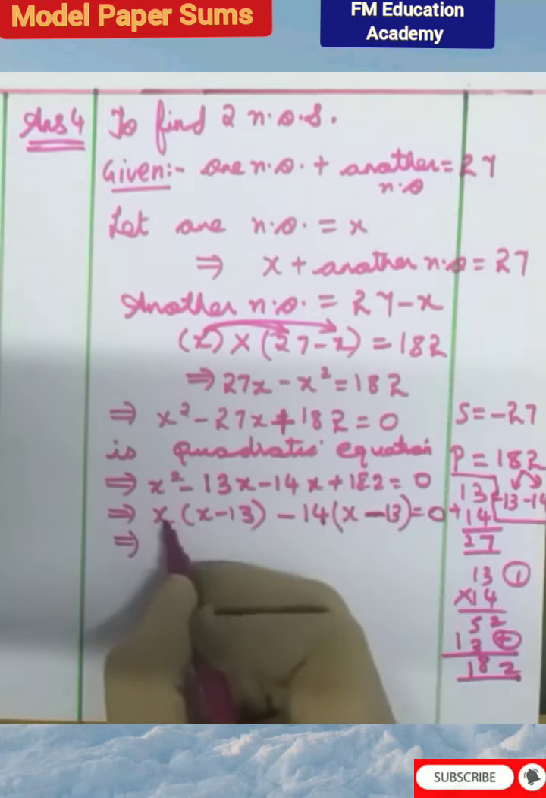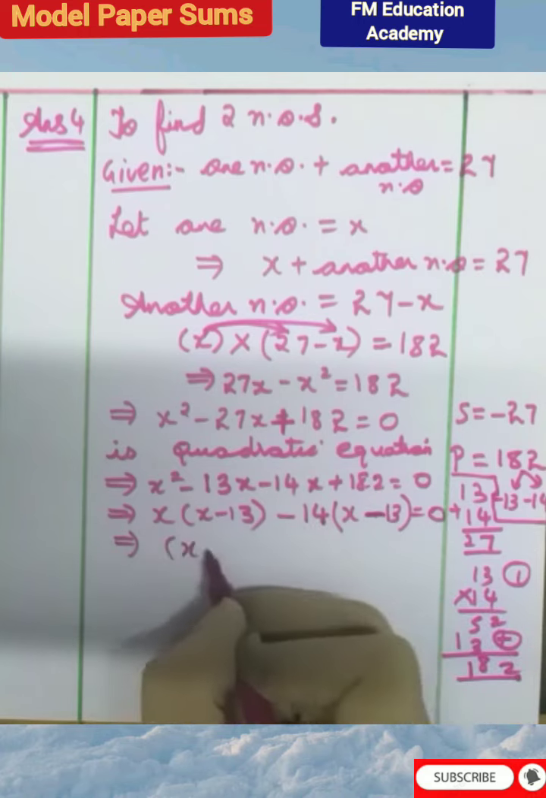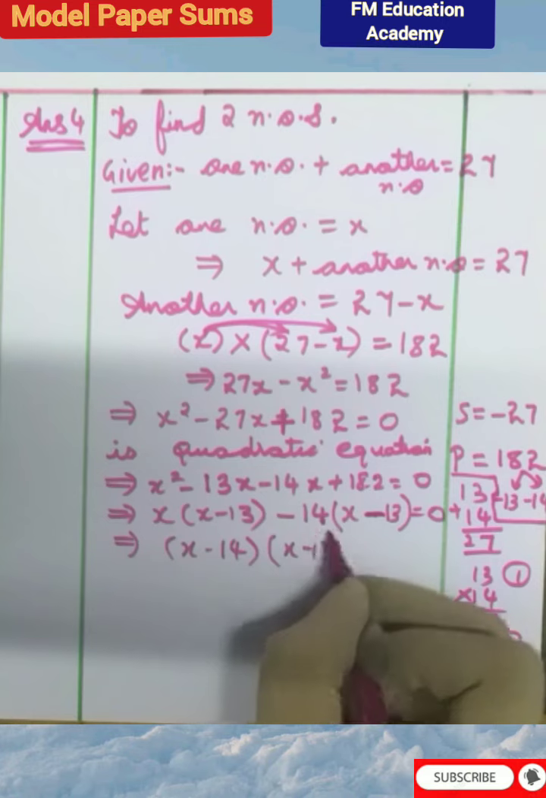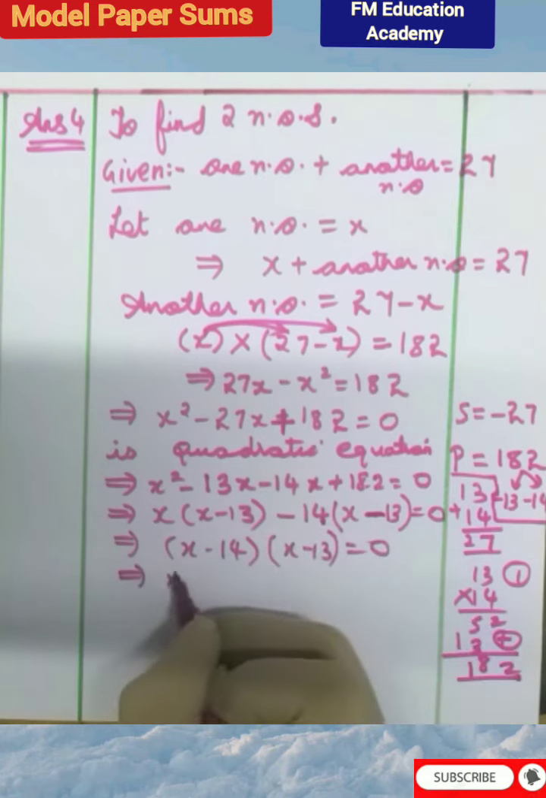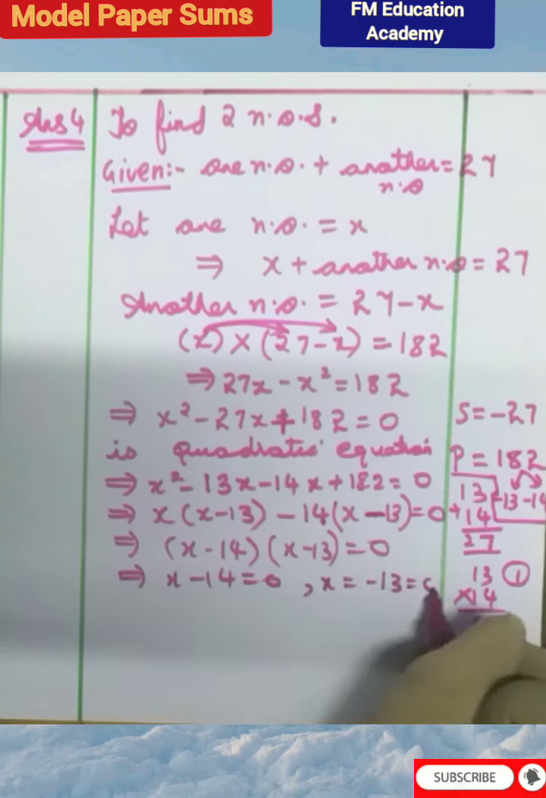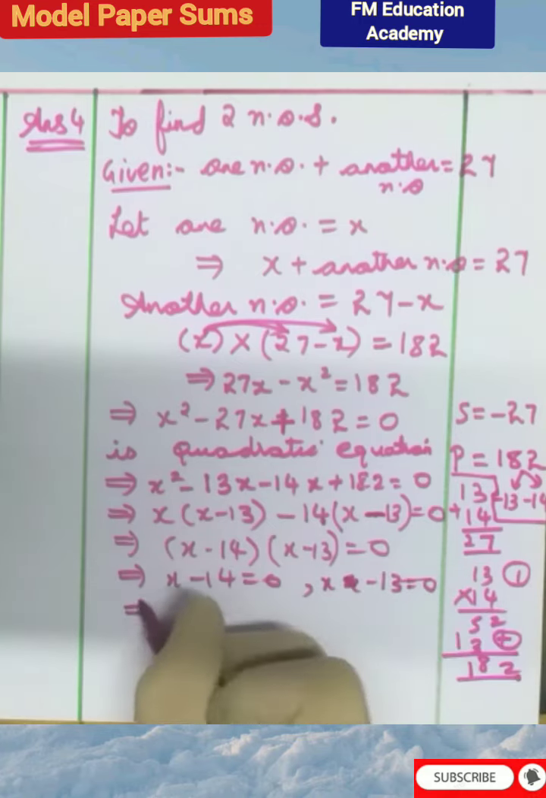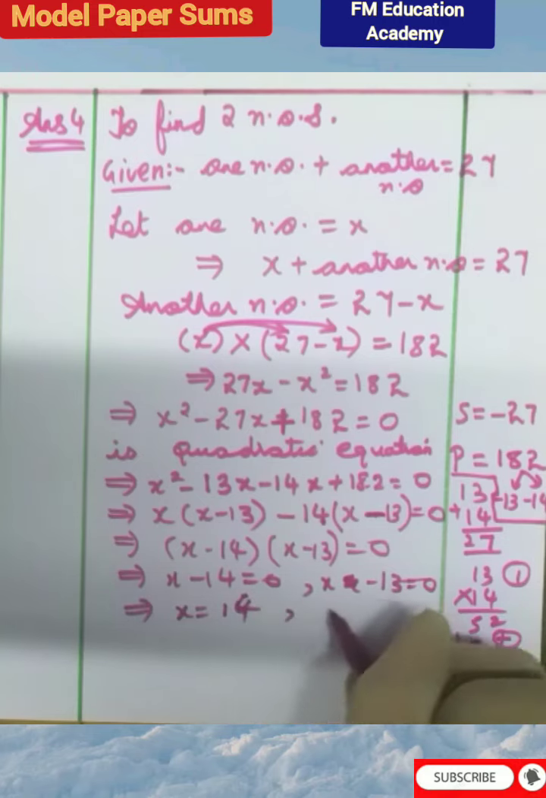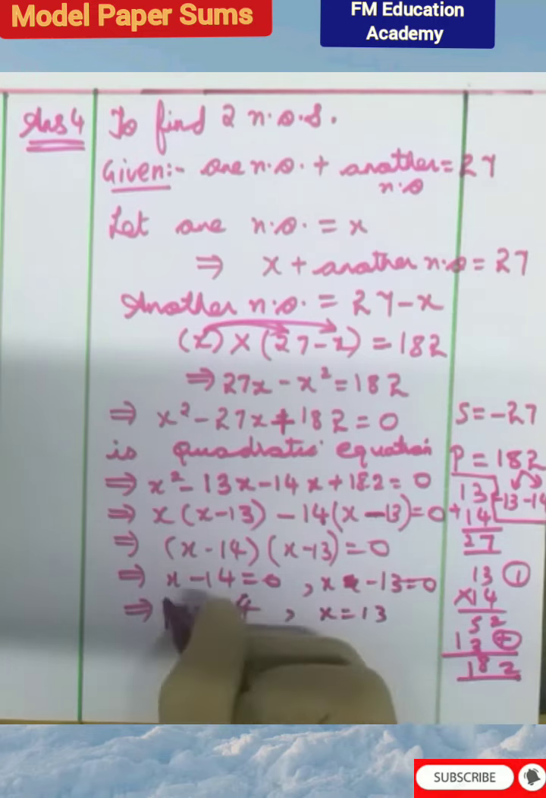So this x and minus 14 will be written in one bracket, and between them x minus 13 is common. So we will get x minus 14 is equal to 0 and x minus 13 is equal to 0. So we can write this as x is equal to 14 and x is equal to 13. So we got the value of x.